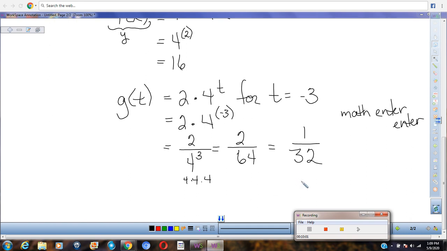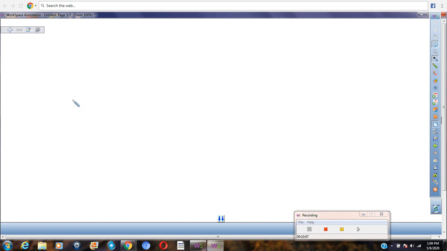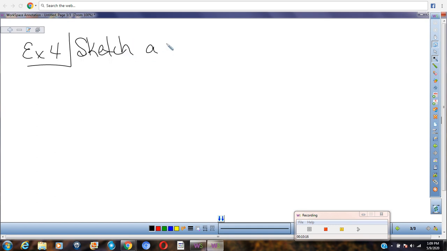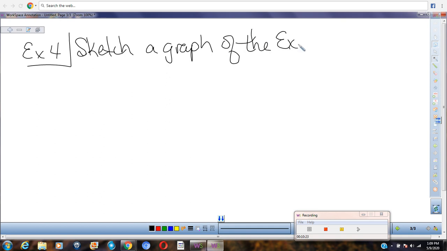Now that we understand how to evaluate, let's talk about sketching a couple of these graphs. Let's do example 4. Sketch a graph of the exponential function f of x equals 2 to the x.